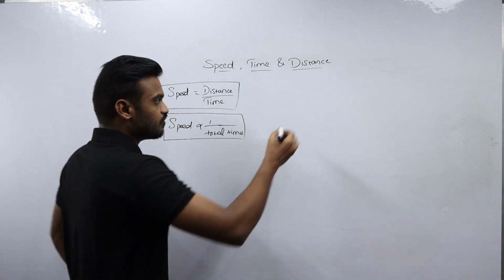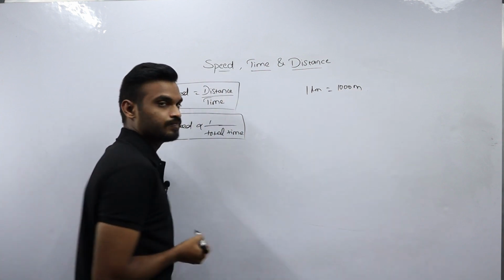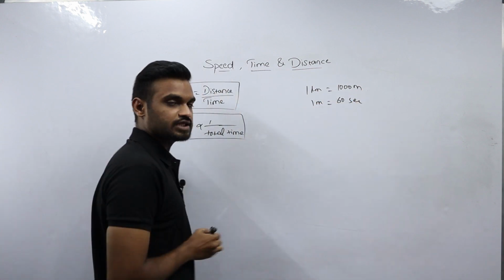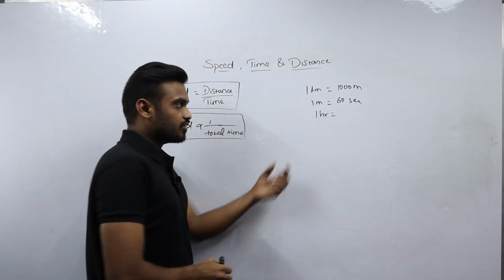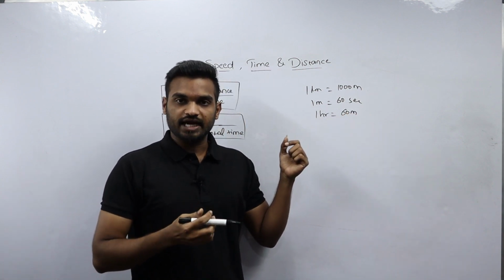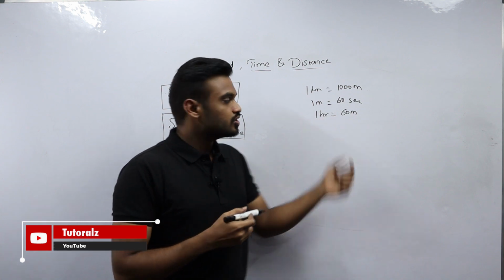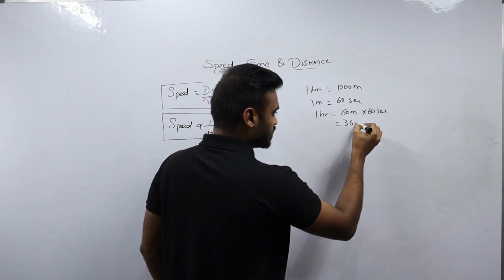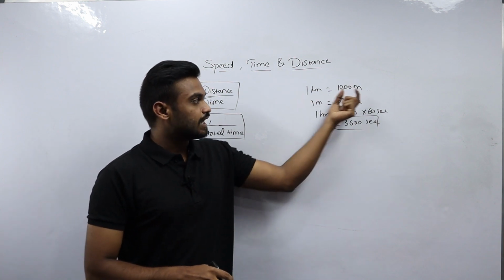Now, we all know that 1 kilometer has how many meters? That is 1000 meters, right? 1 kilometer has 1000 meters. Now we also know that 1 minute has 60 seconds. Now, how many seconds will be in 1 hour? 1 hour has 60 minutes, right? And for every minute, there will be 60 seconds. So, 1 hour equals 60 minutes times 60 seconds, so we will get 3600 seconds. So, 1 hour has 3600 seconds and 1 kilometer has 1000 meters.